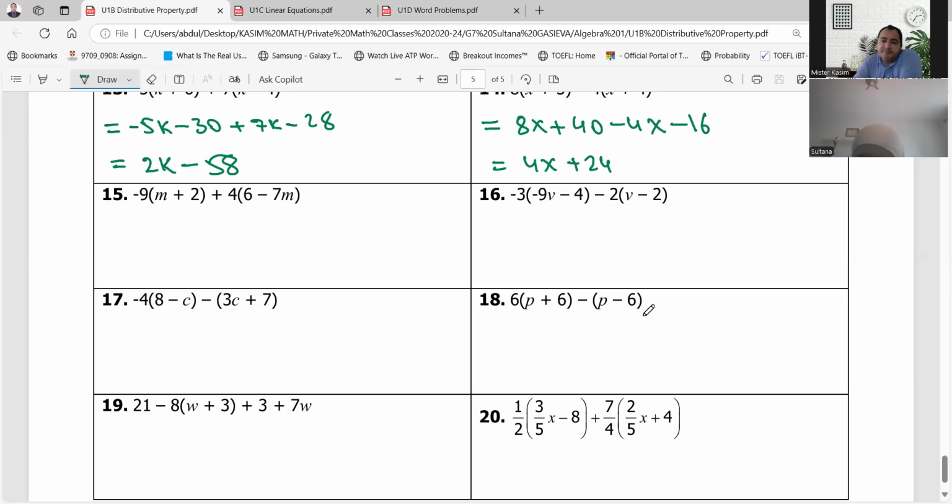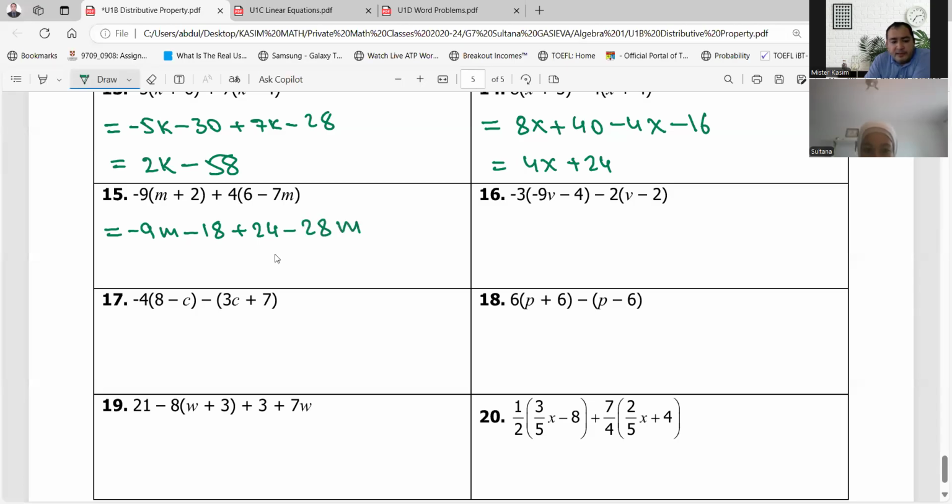Yes, Sultana. First, did you open the parenthesis, Sultana? Can you tell me that line, the second line? What is it? Negative 9m plus negative 18. Don't say like that. Don't say plus negative 18. I know it is right, but just what is negative 9 times 2? Is it negative 18? So just say negative 18 or minus 18. Okay. Negative 18. And then plus 24. And then minus 28m.